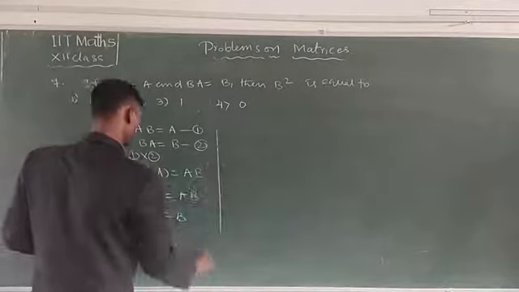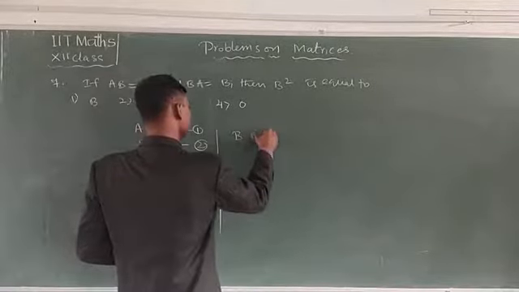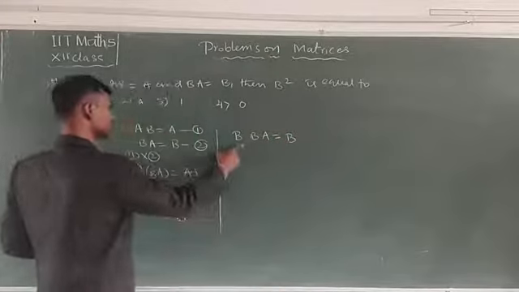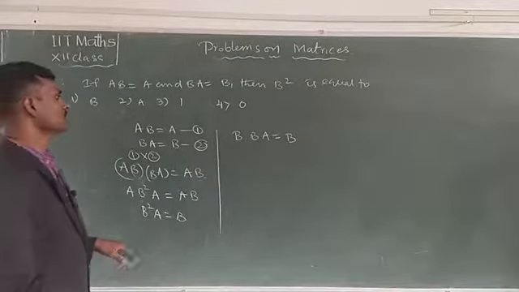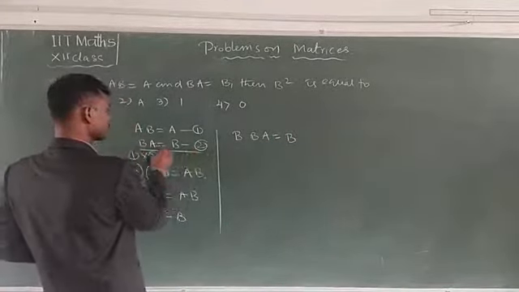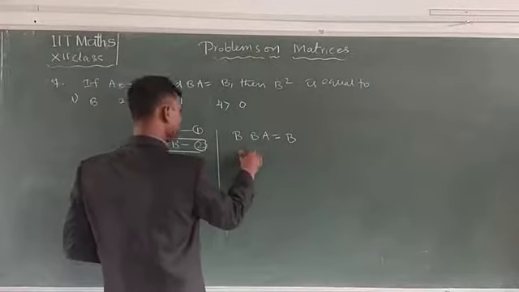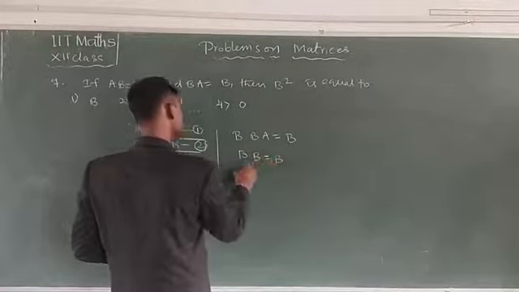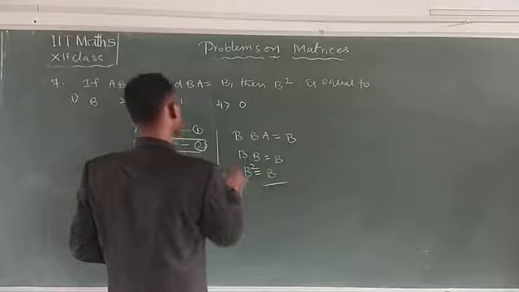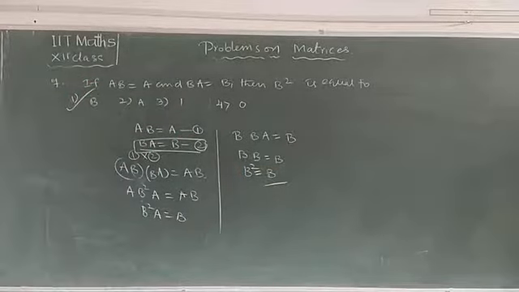Now this is rewritten as B into BA is equal to B. Now see here, from 2, BA is equal to B, so B into B is equal to B. Then B into B means B squared is equal to B. Then this is the first option. Note down.